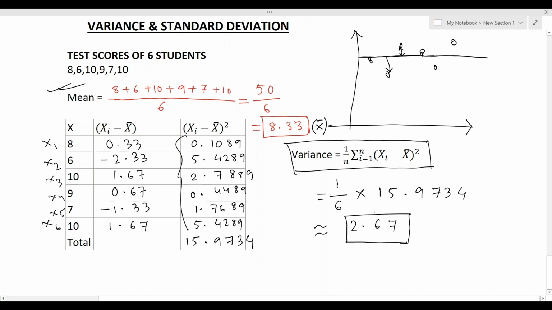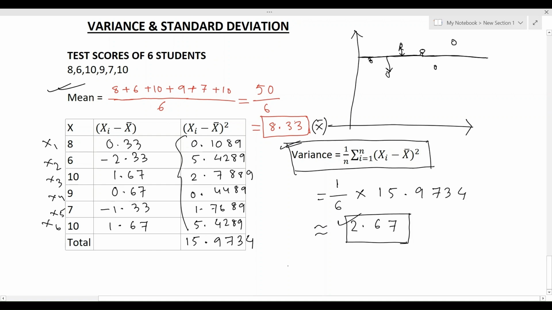So here it indicates that from the mean, on an average, each of this data point differs this much amount. Either they are above 2.67 from the mean or below 2.67 from the mean on an average. Because if you see this formula minutely, you will get to know that 1 by n, that means this is the average of all the observations, and here the observation are squared difference of each observation from their mean.